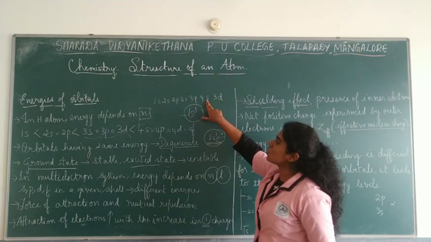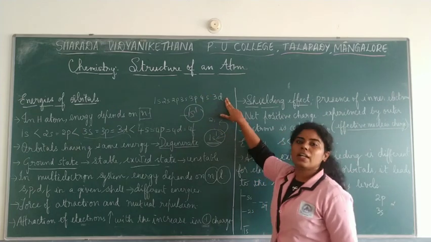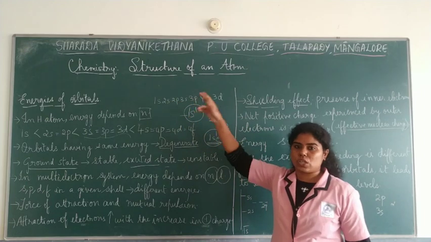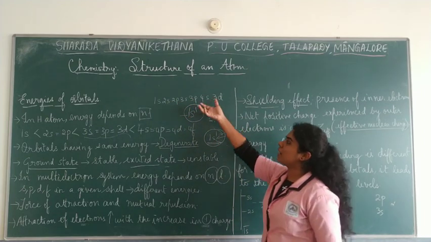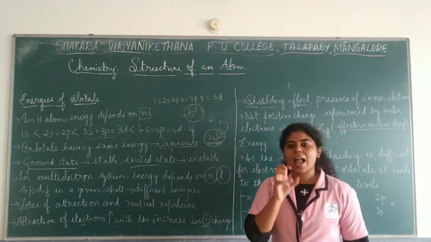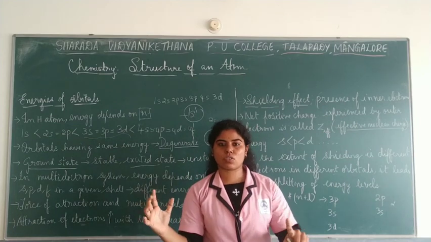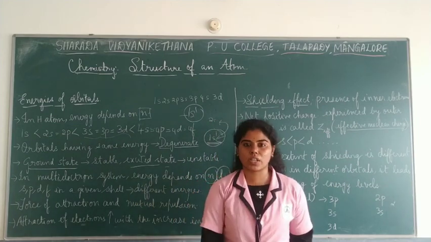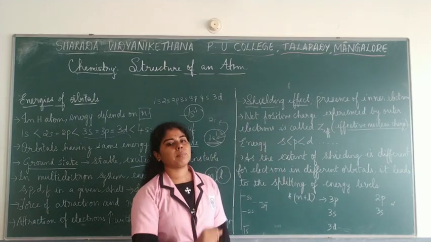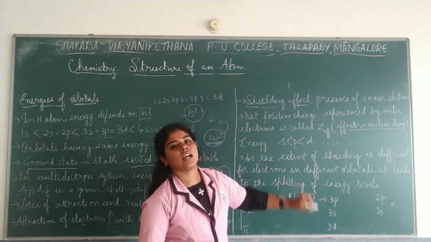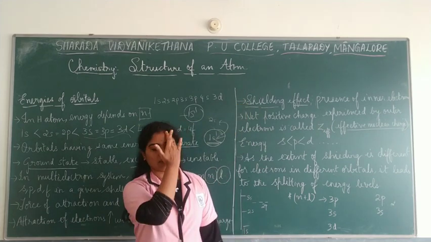So here you first see 4s coming up and then there is 3d. The way of writing this energy level actually depends on the force of attraction of the nucleus towards electrons. That is nothing but the effective nuclear charge, and there is also another term involved here, that is the shielding effect or screening.